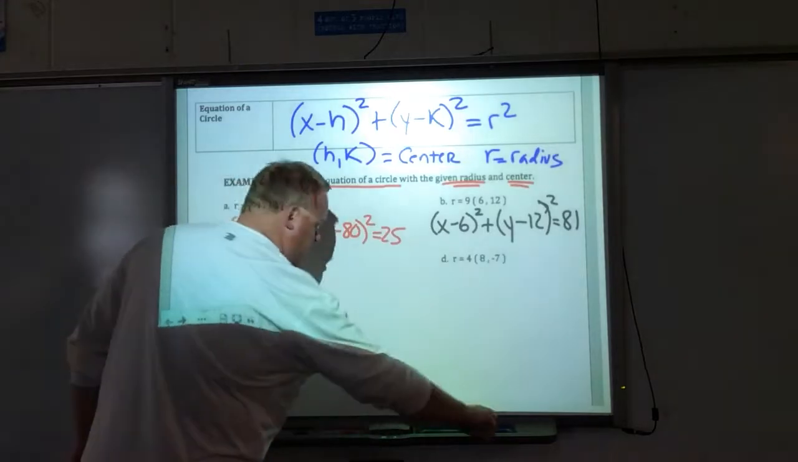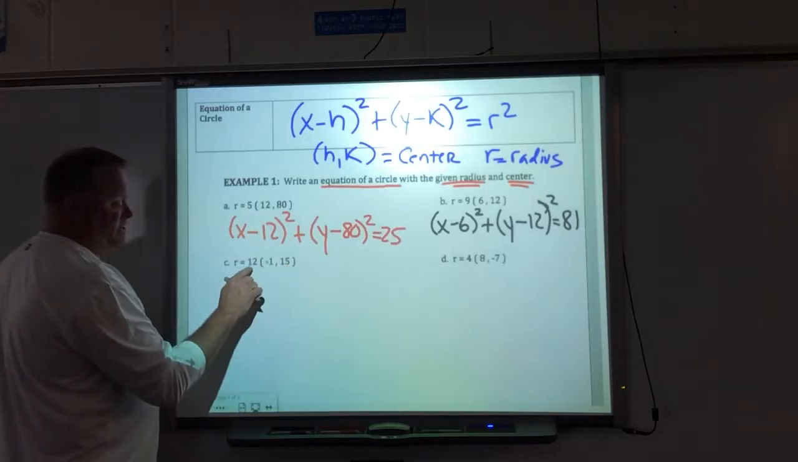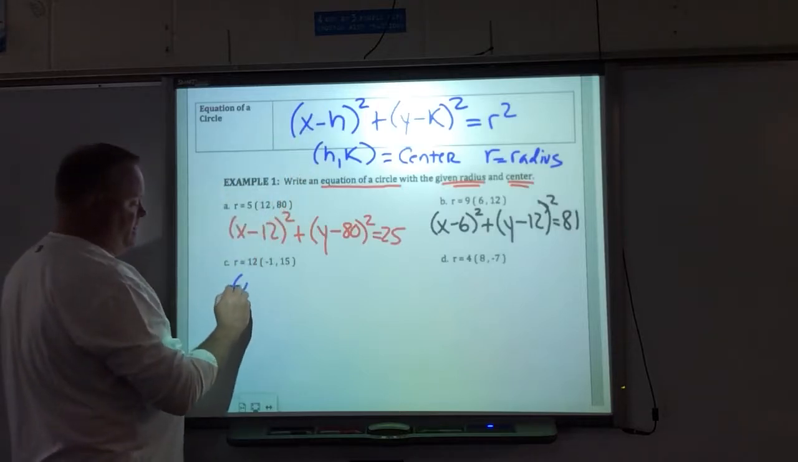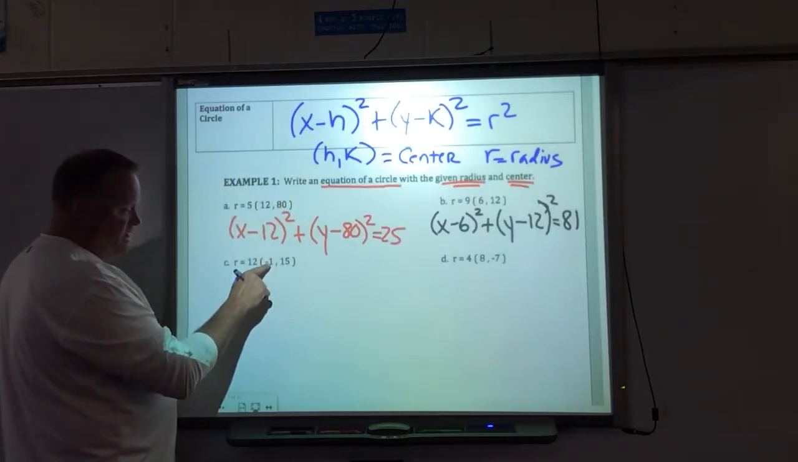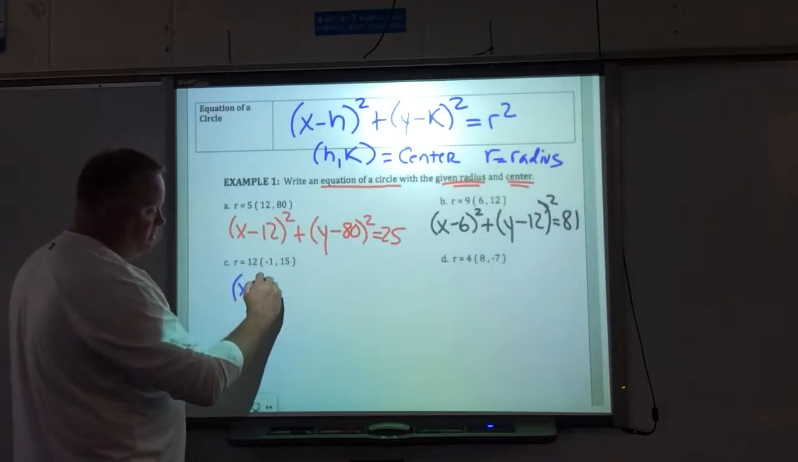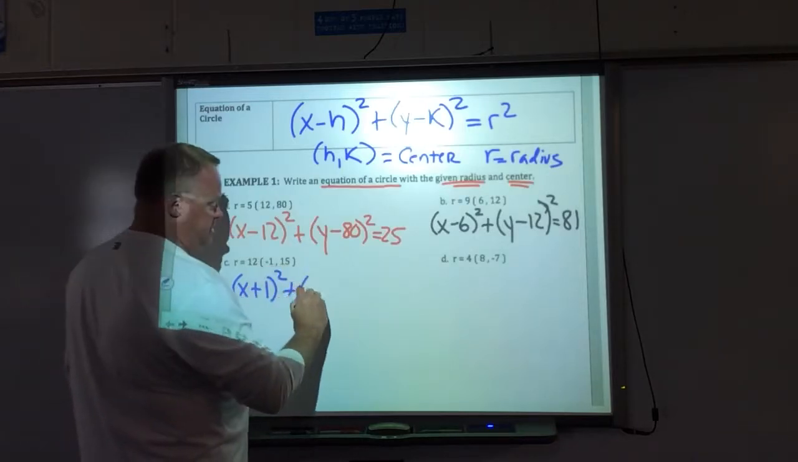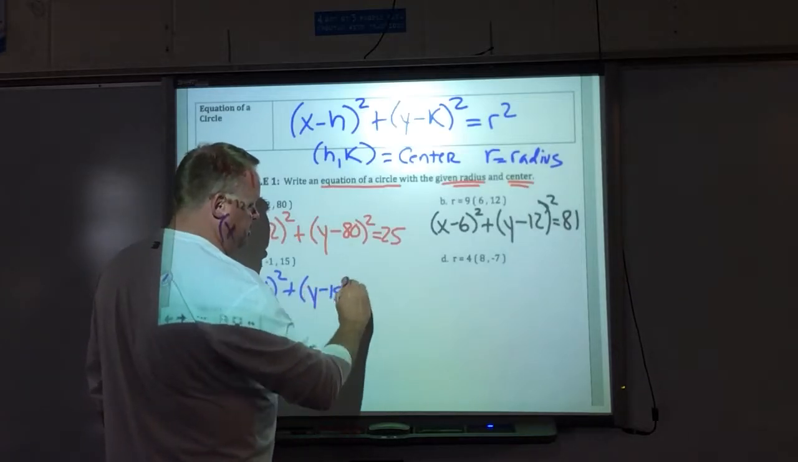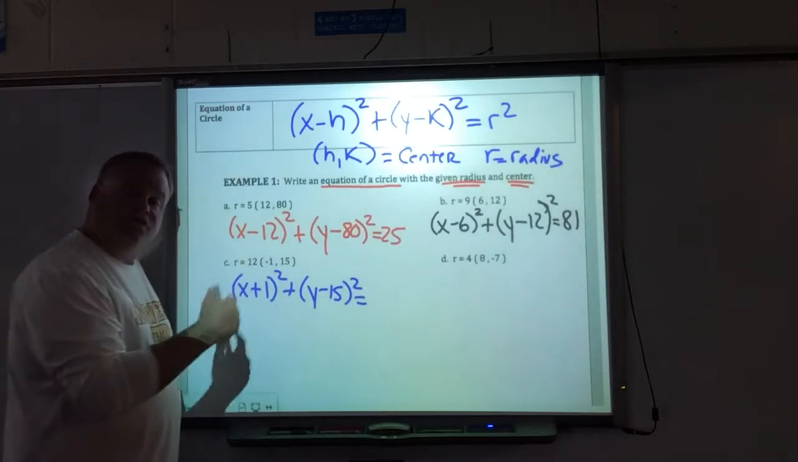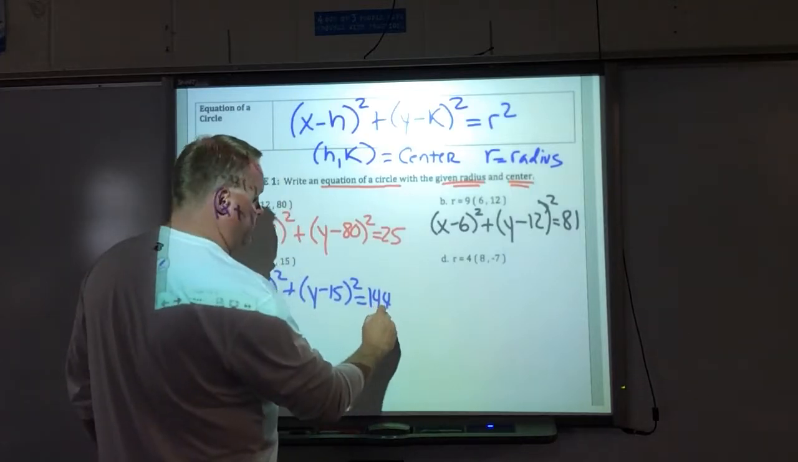Now, third one. My center of the circle is (-1, 15). My radius is 12. So I look at this. (x minus h) squared. So x, this time my h term is a negative. It's negative 1, so it's going to be plus 1. Remember, opposite of that sign. Squared plus y, and this 15 is positive, so (y minus 15) squared is going to be equal to, my radius is 12. 12 times 12 is 144. Complete that 4 there.